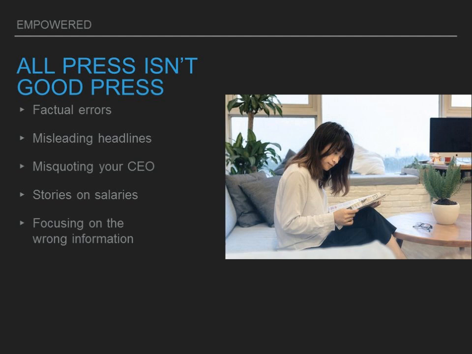It could have factual errors, misleading headlines. It could misquote your CEO. That's happened to me before. Everybody likes to talk about salaries at nonprofits, and the media is really obsessed with that. I can't explain that. People have asked me why. And then they focus on the wrong information. So no matter how many times you might tell someone that your rally, for example, is about this one particular issue, the media person might not get it, and they might pick it up and just keep focusing on one thing.